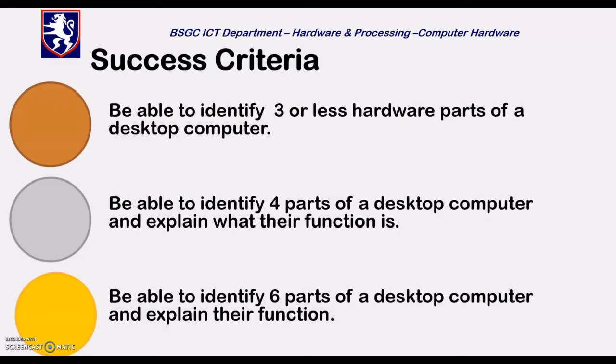Welcome back. Your success criteria is to be able to identify 3 or fewer hardware parts of a desktop computer, be able to identify 4 parts of the desktop computer and its function, and be able to identify 6 parts of the desktop computer and explain its function.